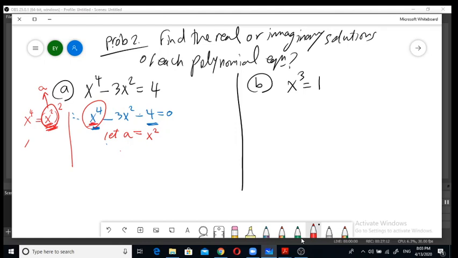Then replace each x squared by a. It will be a squared minus 3a minus 4 is equal to 0. So we are going to replace x squared by the symbol a. So here we have a quadratic equation. We can solve it easily by factoring methods.